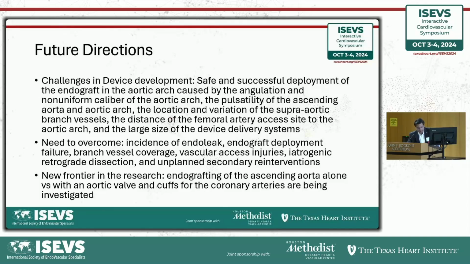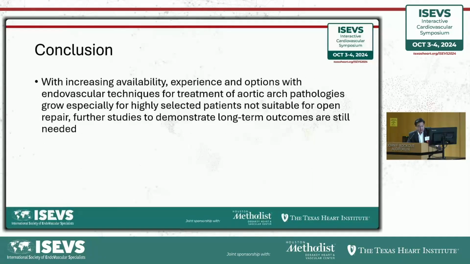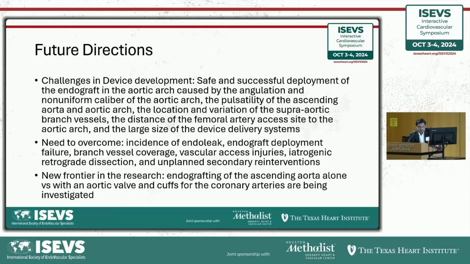We need to overcome incidents of endoleak, endograft deployment failure, branch vessel coverage, vascular access injuries, iatrogenic retrograde dissection, and unplanned secondary interventions. New frontiers in the research include endografting of the ascending aorta alone versus with an aortic valve and cuffs for the coronary arteries.